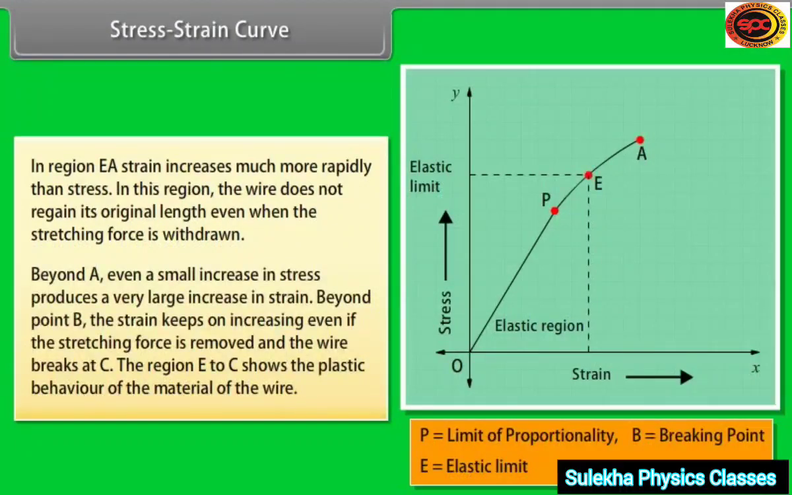Beyond A, even a small increase in stress produces a very large increase in strain. Beyond point B, the strain keeps on increasing even if the stretching force is removed and the wire breaks at C. The region E to C shows the plastic behavior of the material of the wire.